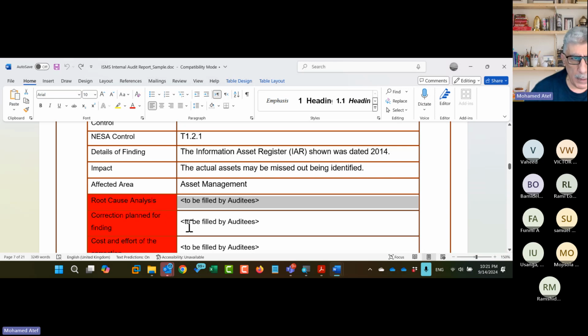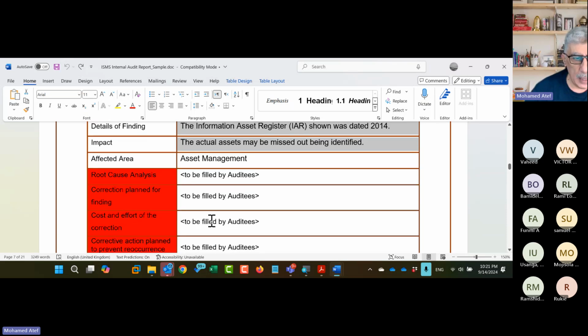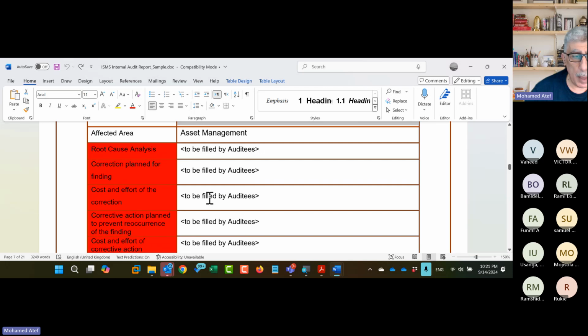Usually the corrective action will be the easiest part, because if the asset register is not updated, then they need to update it, right? So it's very clear, but it has to be filled in by them because it's a commitment. The department or the company will say, we updated the document. And then they have to fill in the preventive action.